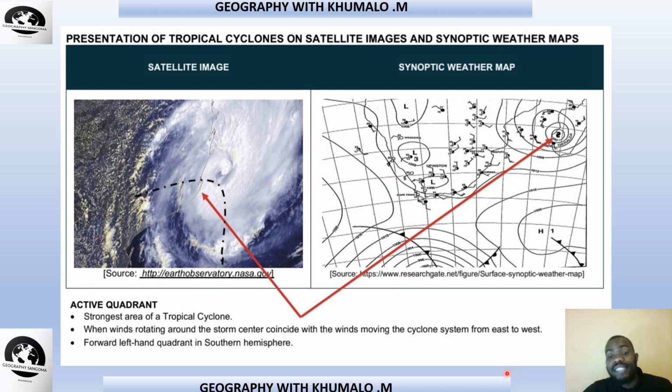So this tropical cyclone moves from east to west, and in the southern hemisphere it's on our forward left-hand quadrant. That's where we find the semi-circle, or the active quadrant, which is the very dangerous part of the system known as the tropical cyclone.